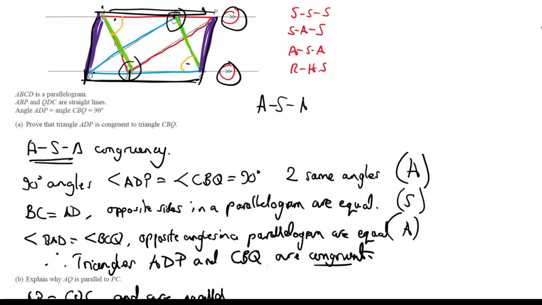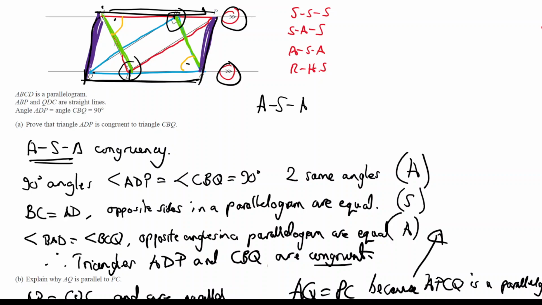So I think I've just gone off the bottom of the screen there. So AQ equals PC because APCQ is a parallelogram. Just squeeze this in here, I think. So that means, so I'm just going to go up here. So that means, therefore, that AQ is parallel to PC. And that's the end of that question. Thank you very much.